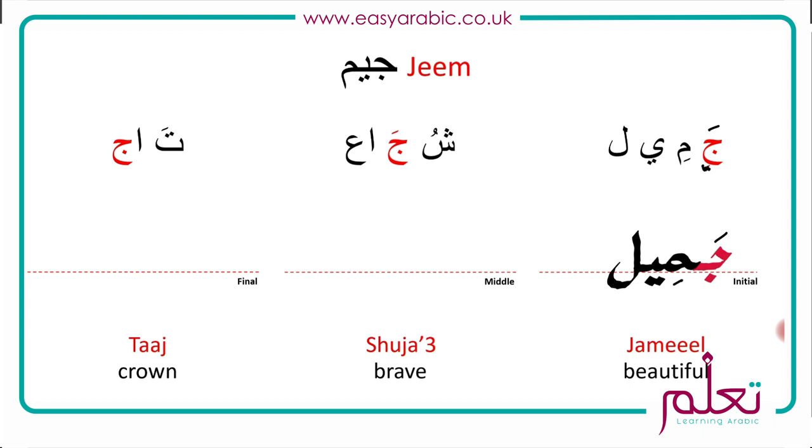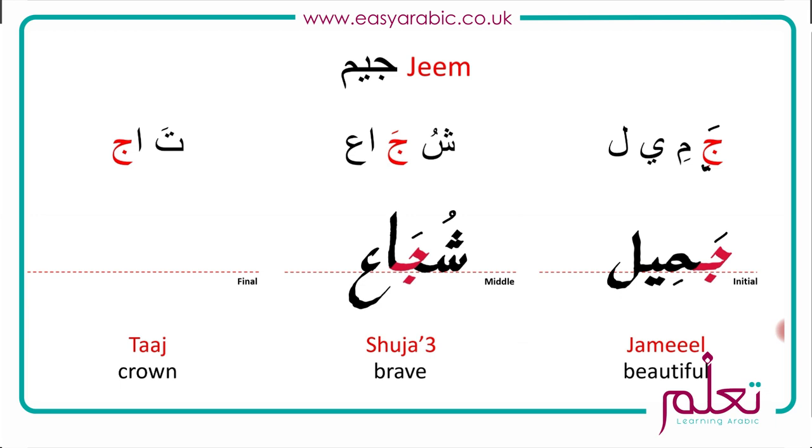Next, we have Shujaa, which is brave. So it's a Sheen. So I raised the hair slightly because the next letter is the letter Jim. So I wanted to join up. So here. Then we have the Alif. And then the Ain. Shujaa.